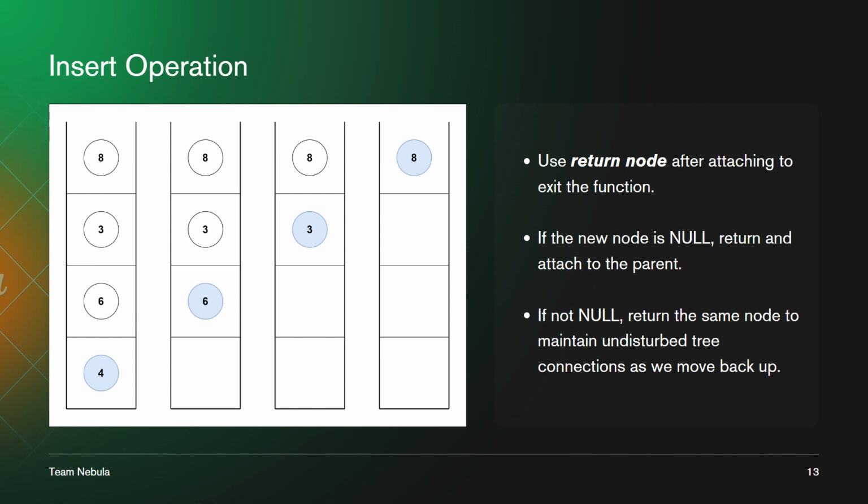We have attached the node, but we still have to exit from the function without doing any damage to the rest of the tree. This is where the return node at the end comes in handy. In the case of null, the newly created node is returned and attached to the parent node. Otherwise, the same node is returned without any change as we go up until we return to the root. Now as we move back up the tree, the other node connections aren't changed.